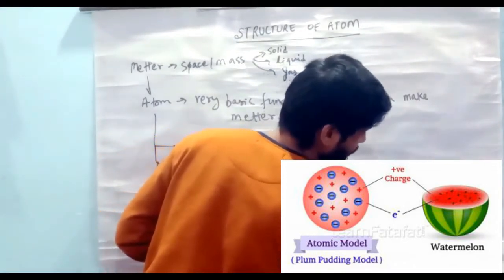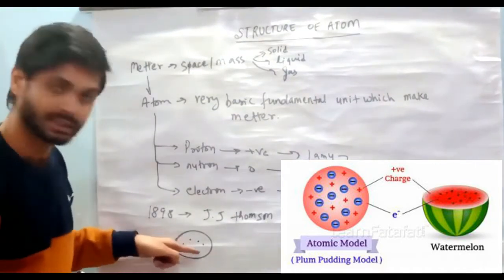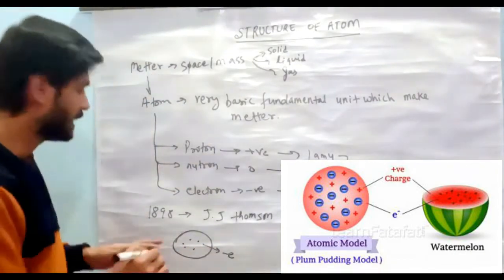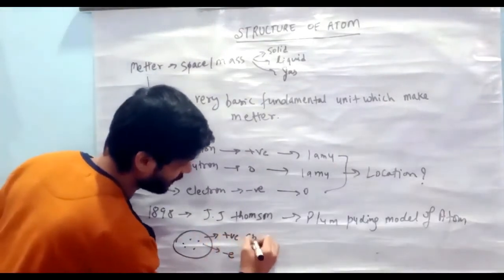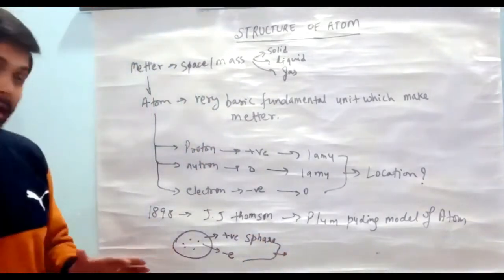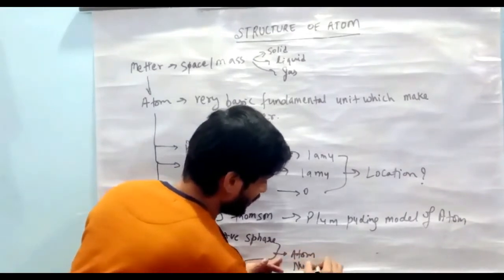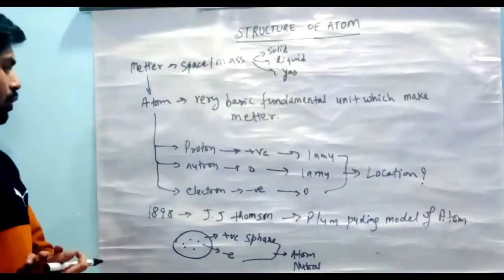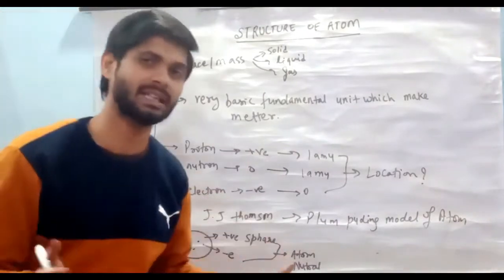He said that in the watermelon, the seeds represent negatively charged electrons. The remaining red portion represents the positively charged sphere. And these negative and positive charges make the atom neutral. Atom is neutral because of this positive and negative charge in the atom. So this was the model of J.J. Thomson, which did not convince many scientists at that time.